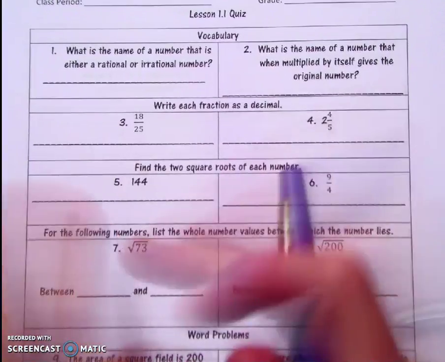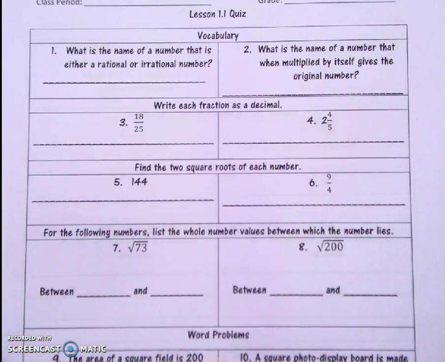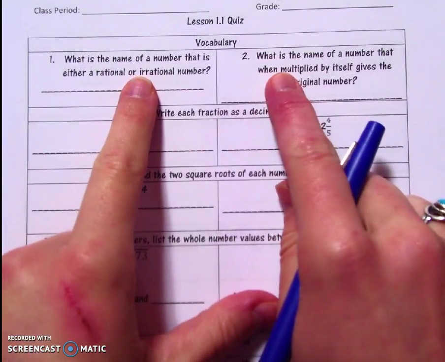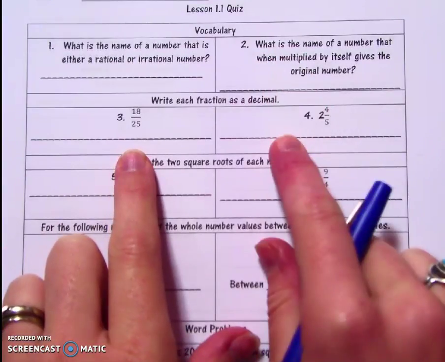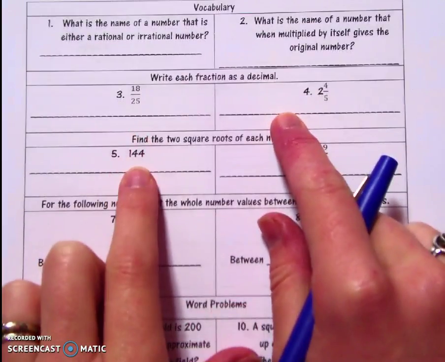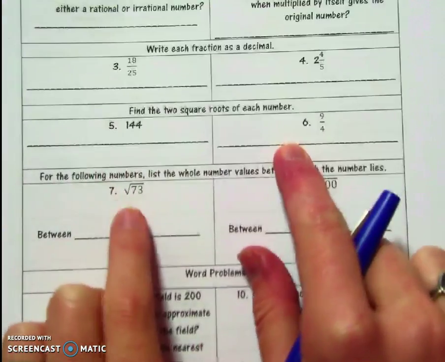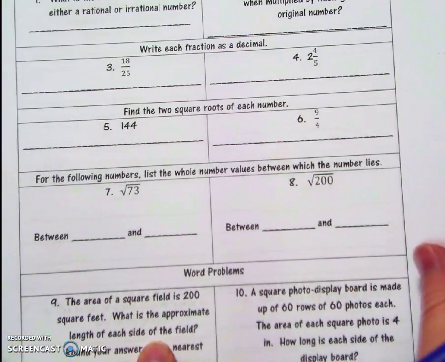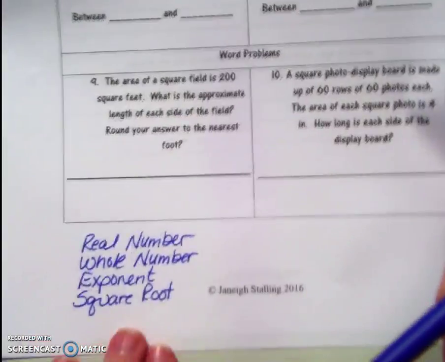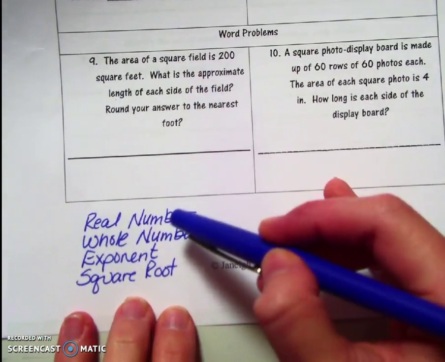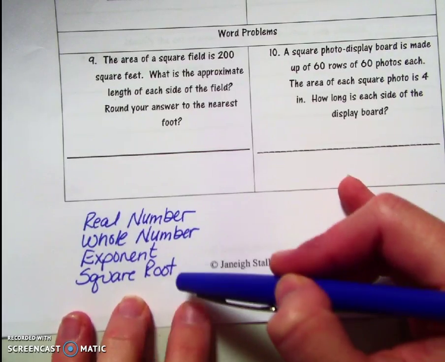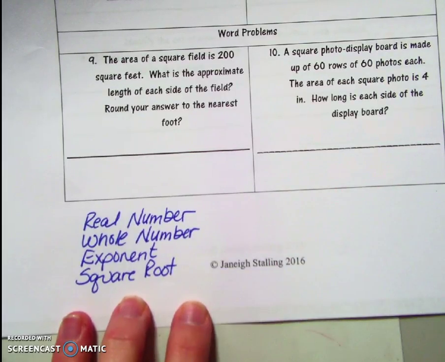So the first thing we did was the lesson 1.1 quiz, and on this quiz you get to pick. You're going to do either number 1 or number 2, number 3 or number 4, number 5 or number 6, 7 or 8, and then 9 or 10. And then if you want to do extras, I do give bonus points if you want to do more than that. And then down here, here's your word bank. For the first two, we've got real number, whole number, exponent, and square root.